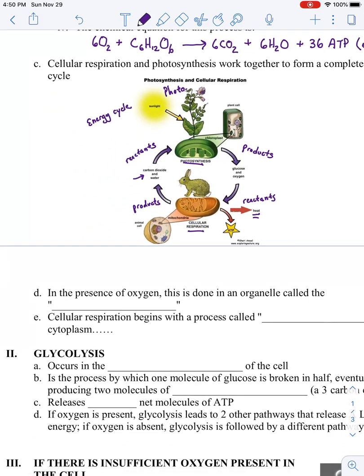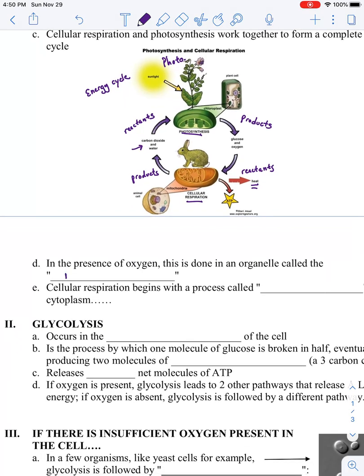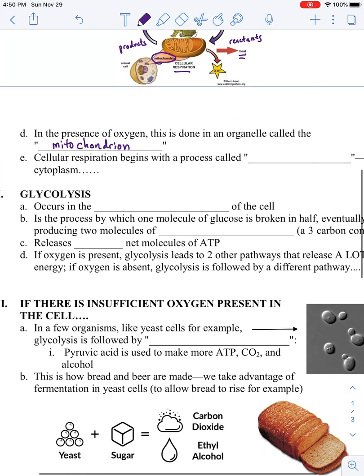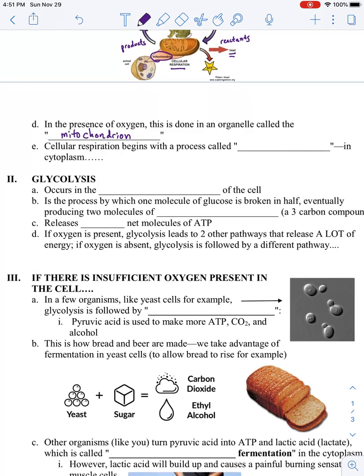Now, in the presence of oxygen, cellular respiration is done in an organelle called the mitochondrion, which was shown up here. Mitochondria is plural, mitochondrion is singular. I am again going to briefly go over these steps without a lot of detail. If you take an AP biology class or a higher level biology class in college, you'll learn more of the details.